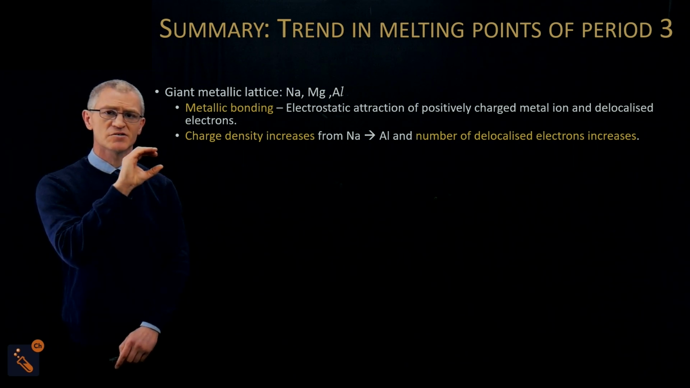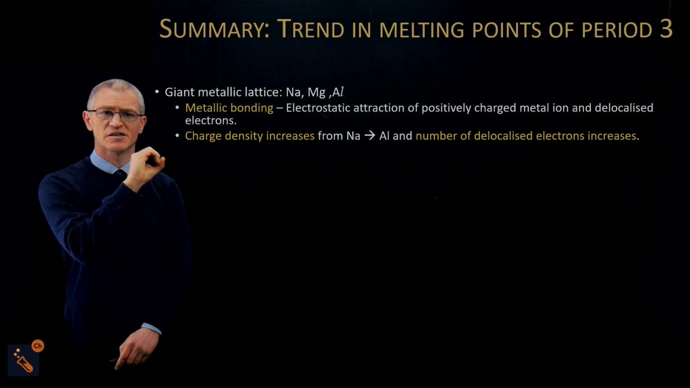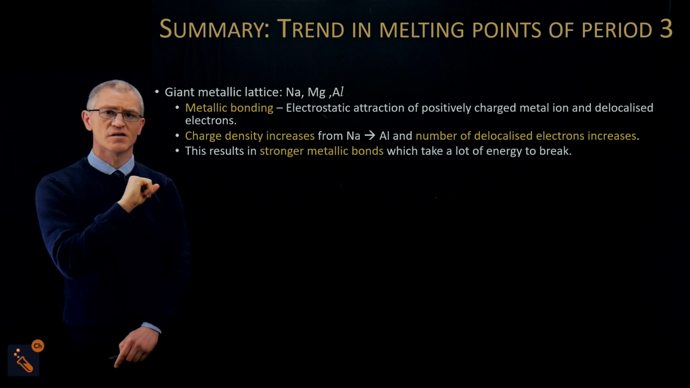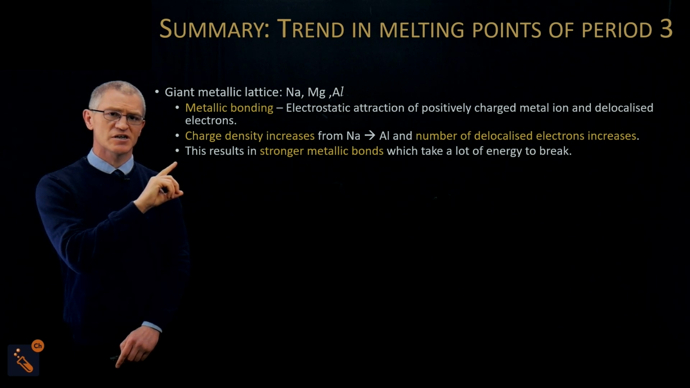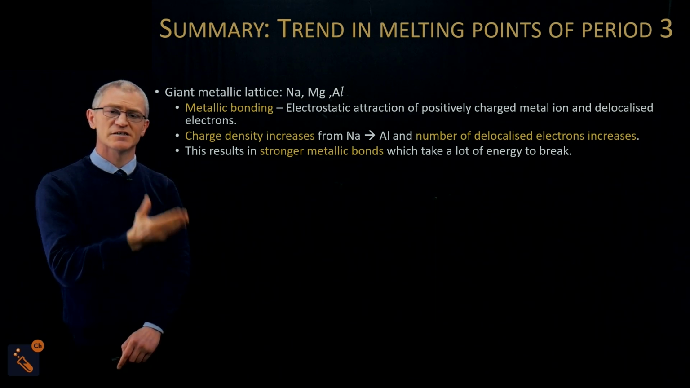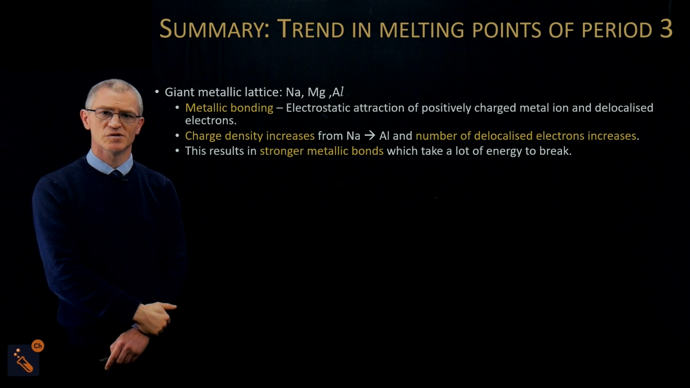We know the charge density increases from sodium to aluminium. That's because the ionic radius gets smaller, and the number of delocalized electrons increases. That results in a stronger metallic bond, which takes a lot of energy to break, and hence you have those higher melting points and boiling points as you go from sodium to aluminium, and generally a higher melting point anyway than other substances.